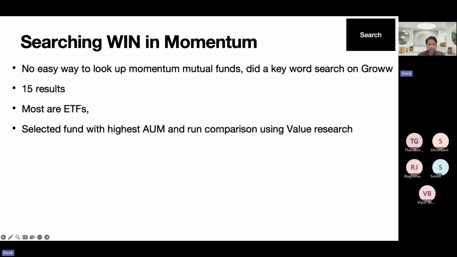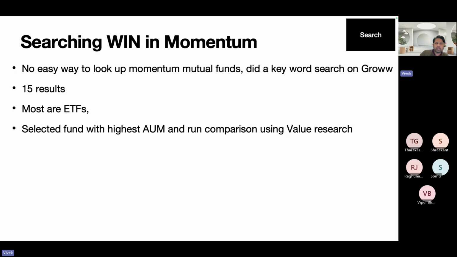So look at the first thing. We will look at the WIN framework, right? What works in investing? We will look first at the momentum factor. Now, the issue which I found with momentum was that there was no easy way to select momentum-based mutual funds in India. So the only way I could do it was I went to Groww's website and just used the keyword momentum, and typed it to see how many mutual funds come up. When I typed the word momentum, I got about 15 results.